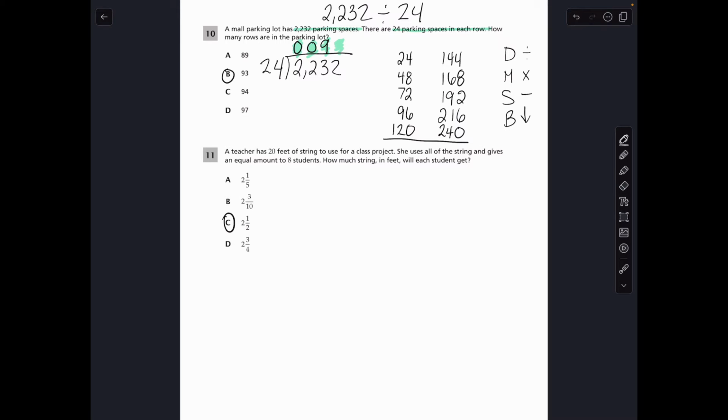So 9. Now I don't have to multiply. I already know that's 216. So I divided, multiplied, subtracted 7, and brought down the 2. And now I can do the last step, 72 divided by 24, which is 1, 2, 3. There we go. And 3 times 24 is 72 and a 0.